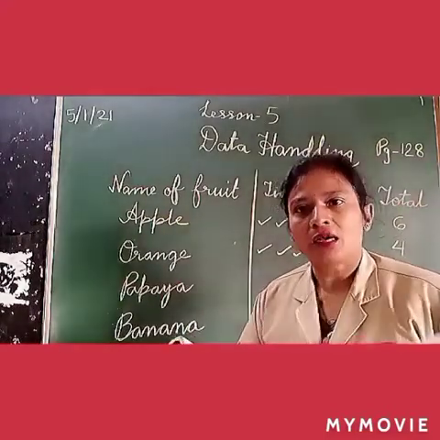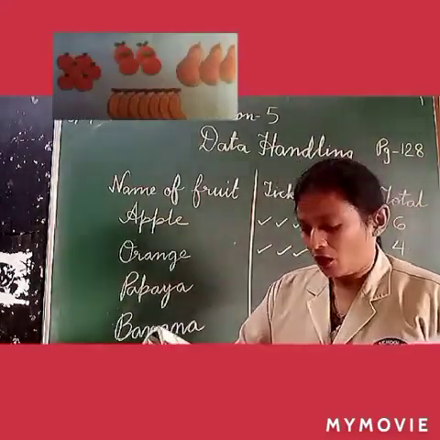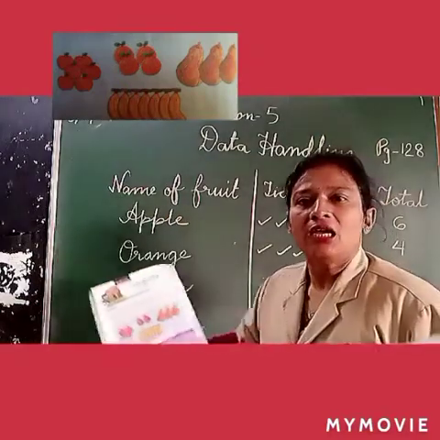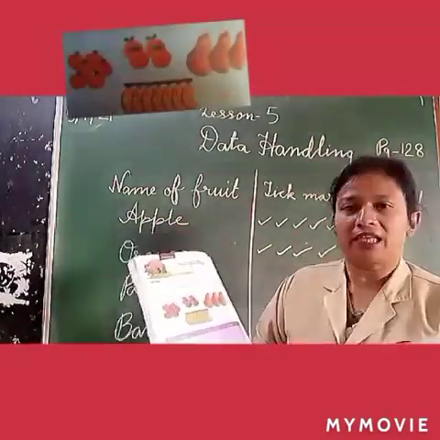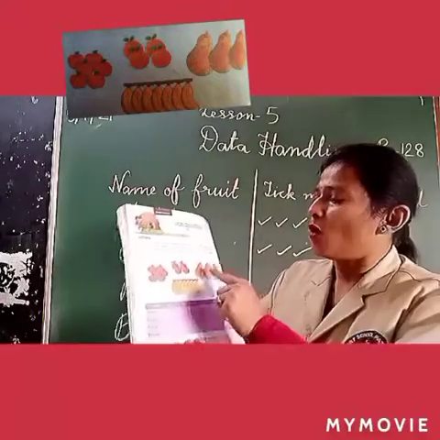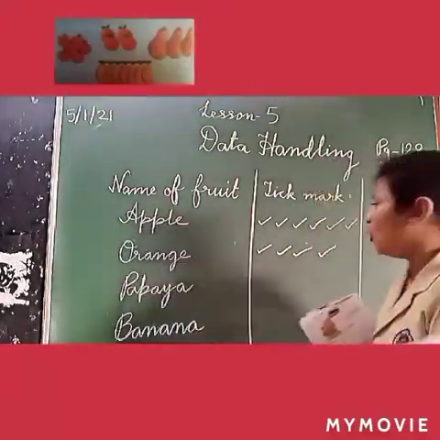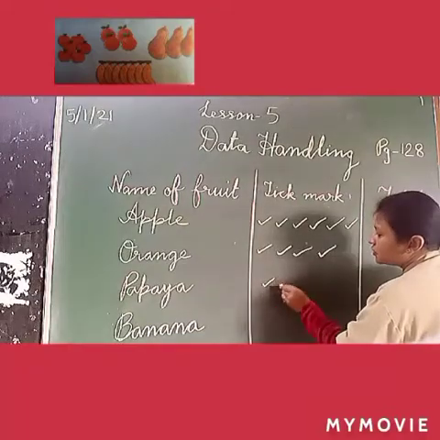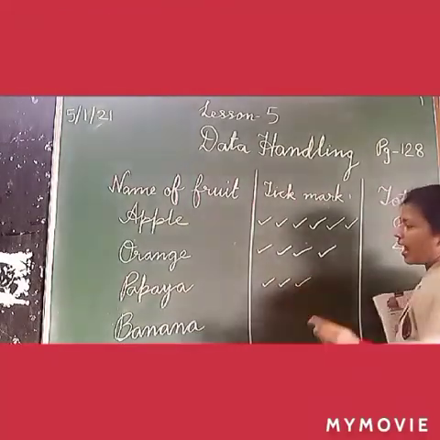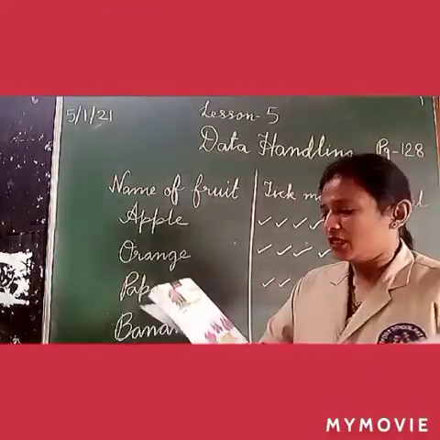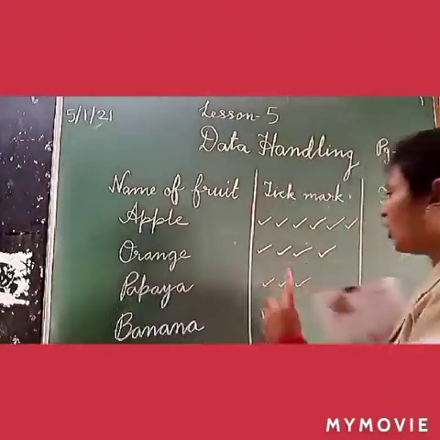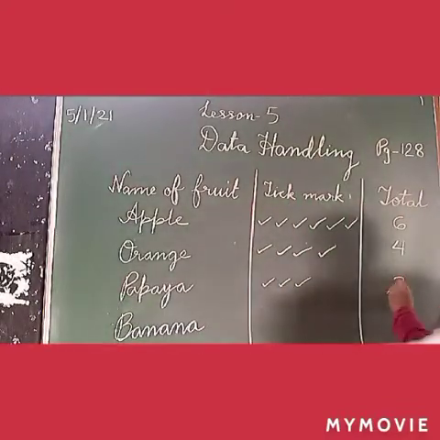Next is papaya. And you can see only 3 papayas are there. Let us count together. 1, 2, 3. So we will draw 3 ticks here, and now we will write 3 in front of papaya.